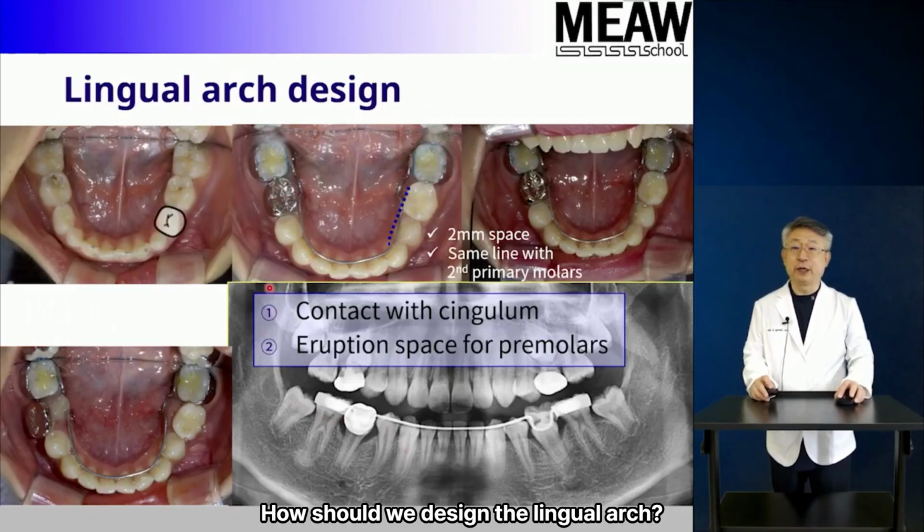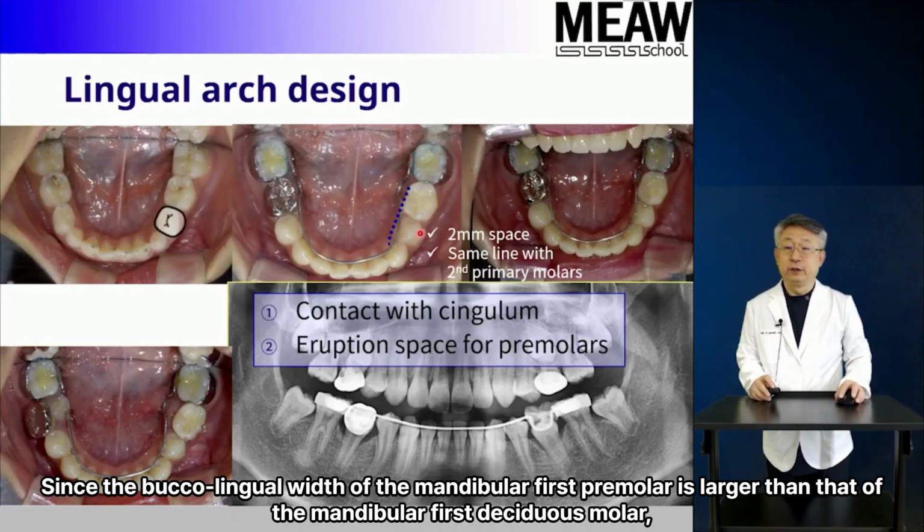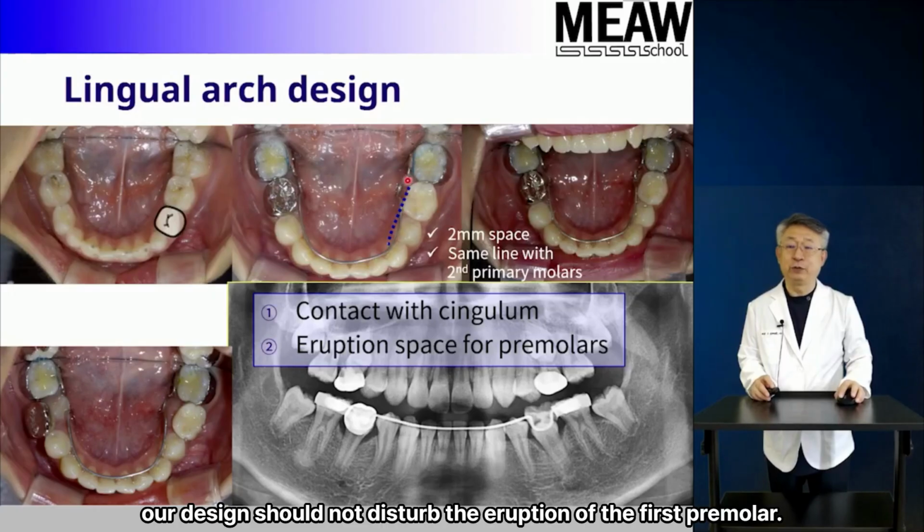How should we design the lingual arch? We must apply a U-loop in front of the first molar and let the anterior wire touch the mandibular anterior cingulum. Since the buccolingual width of the mandibular first premolar is larger than that of the mandibular first deciduous molar, our design should not disturb the eruption of the first premolar.